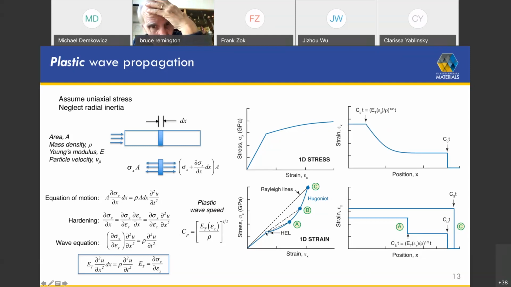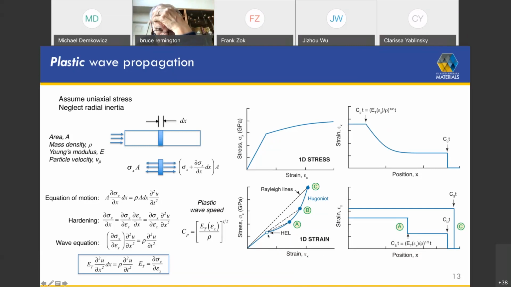So what happens in this case is that you don't follow an equilibrium path along this curve. This is sometimes referred to as the Hugoniot curve. But instead you jump from the HEL to this point here. Okay? Now, the reason you have that jump is because the tangent modulus here is greater than, say, the tangent modulus here. And so the larger amplitude plastic wave wants to travel faster than the lower one.